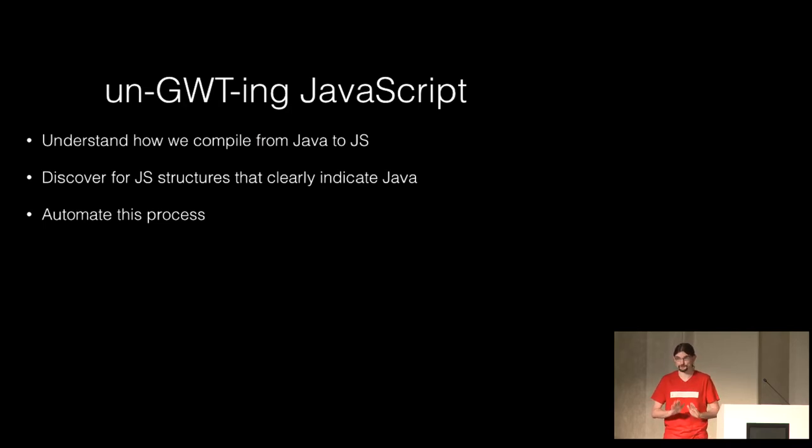Okay. With that in mind, to hopefully less muddy the waters about what our focus is, I'm here to try and un-GWT JavaScript. And the first step is to understand what exactly GWT is doing when we compile from Java to JavaScript. I'm going to summarize most of Roberto's slides in about three minutes, try to get through it as quickly as possible. And then take a look at the JavaScript structures that clearly indicate what kinds of things are going on in Java. And then we're going to see if we can automate this process, what kinds of things we can do to make it more repeatable, quick as possible, and then have a little fun along the way.